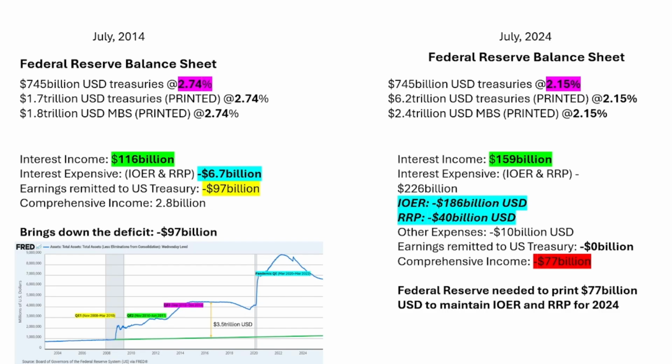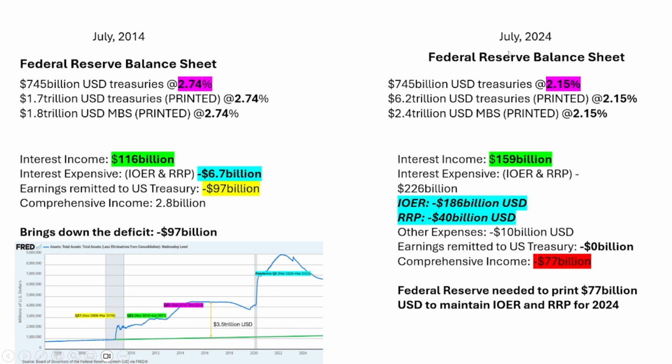Okay, so this is the Federal Reserve balance sheet in 2014. As we can see, the interest income is $116 billion, and the interest expense was only very small because interest rates were at 0.25%. This meant that we had a surplus. All this interest income from these bonds exceeded the interest expense, so they had a profit. But what did the central bank do with this profit? They sent it off to the US Treasury to basically fund or reduce the deficit, yeah?